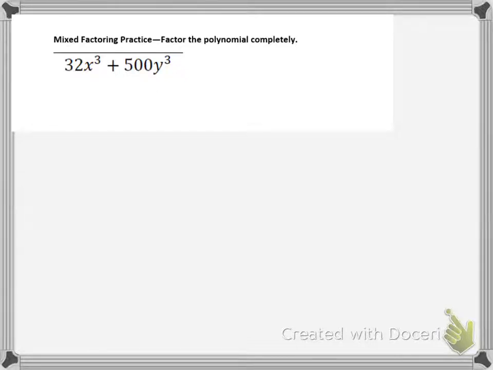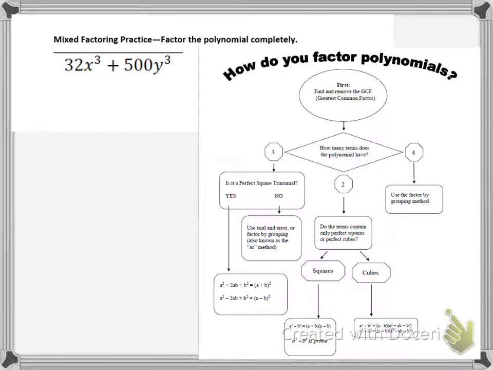In this example, we are factoring the binomial 32x cubed plus 500y cubed. A couple things to notice about this: it's only two terms, and it has cubes. Notice how the exponents are cubes. And there's also two variables, an x and a y. So we definitely want our helpful flowchart to walk us through this so we know what path to follow.